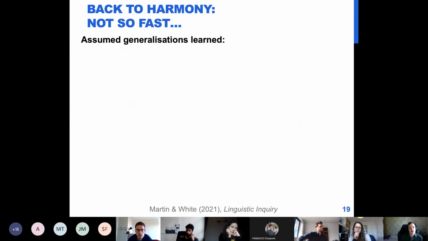Okay, so we're going to go back to harmony. One thing I should say, since Alex mentioned his 2020 study in his talk, is that Alex redid a study similar to the Pycha et al. study and found an actual difference. So found an effect where vowel harmony was learned better than disharmony in that study. So you can also check out that study. That's a more recent study.